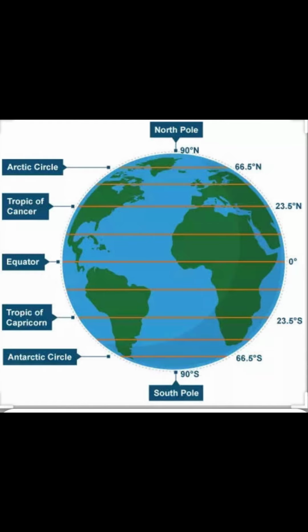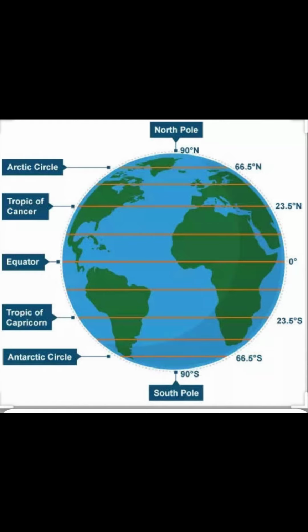There are some special names given to some of the latitudes. 0 degree, which divides the globe into two equal halves, is called the equator. Similarly, as we move towards the North Pole, 23.5 degree north is called the Tropic of Cancer. And one more important thing children, latitudes and longitudes are always measured in degrees, minutes and seconds.